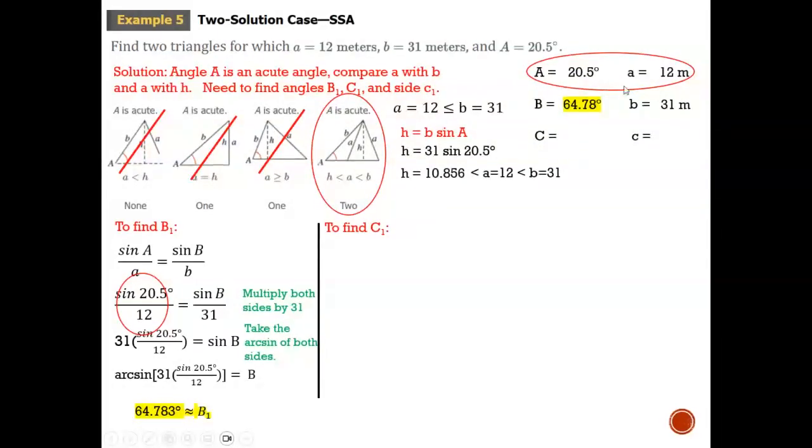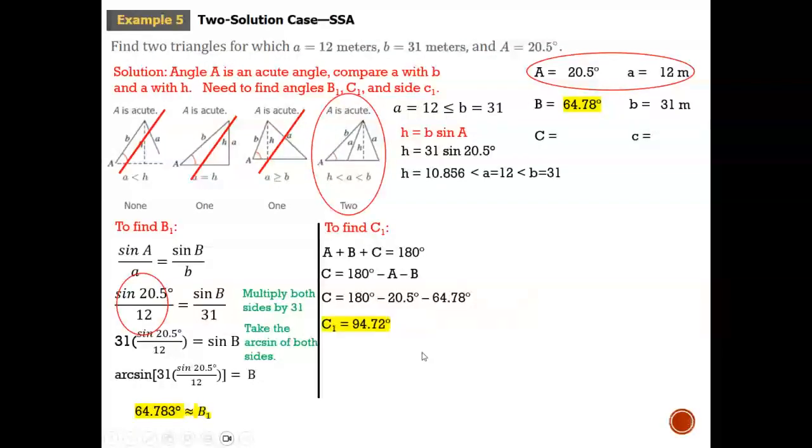Again, I hope you guys are seeing a lot of the similarities or the patterns with these. Once we have two angles of a triangle, we can find the third by subtracting the two given angles from 180. So I'm going to start with that. 180 minus my A and B value, minus 20.5 and 64.78 gives me my C value, my angle, my last angle that I need, right?